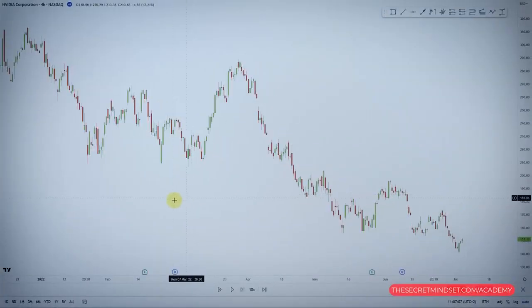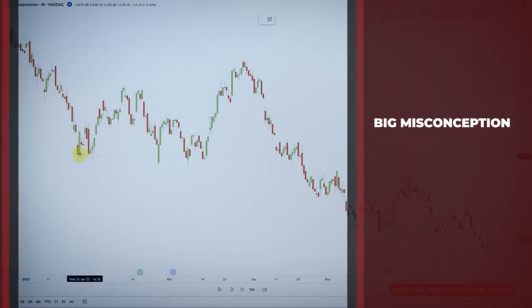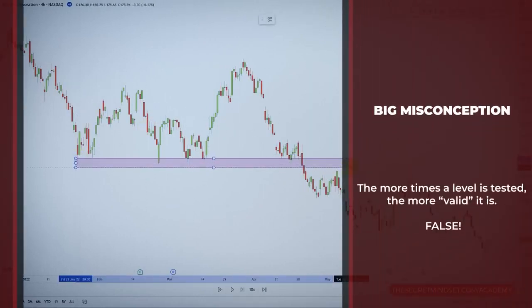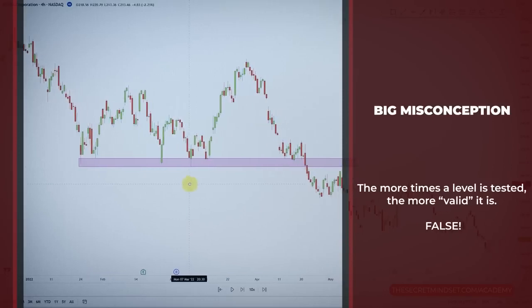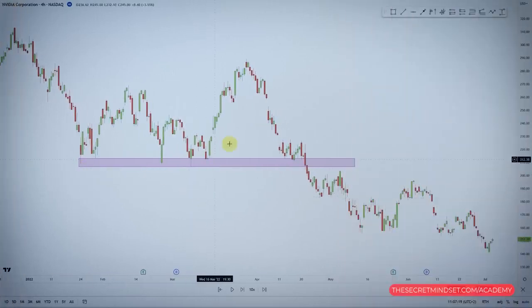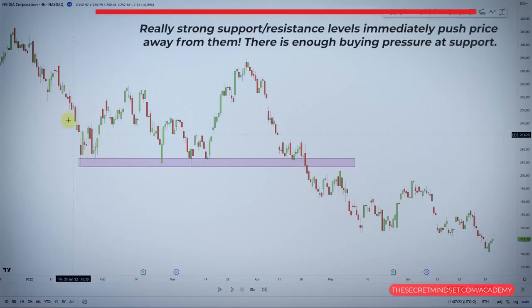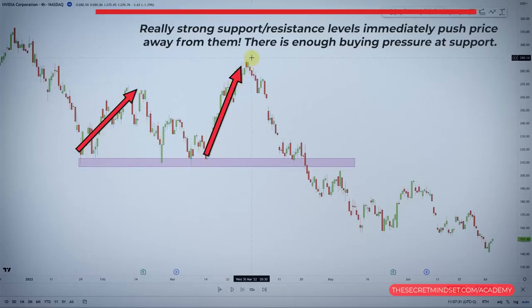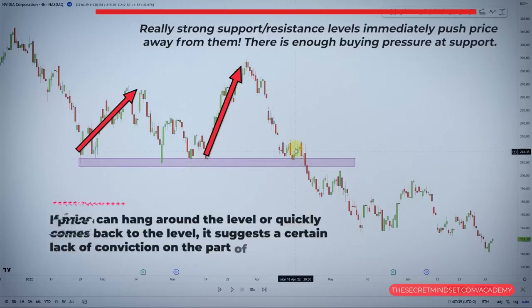Now here's a big misconception regarding support and resistance levels. The more times a level is tested, the more valid it is. This statement is one of the biggest lies in technical analysis. Like I said, really strong support or resistance levels immediately push price away from them. There is enough buying pressure at support, enough buyers waiting to buy at that level, that the market is immediately moved up and away from the level. If price can hang out around the level or quickly comes back to the level, it suggests a certain lack of conviction on the part of the buyers.